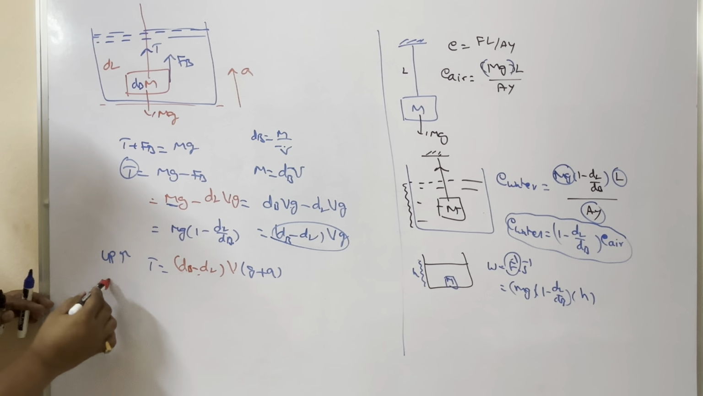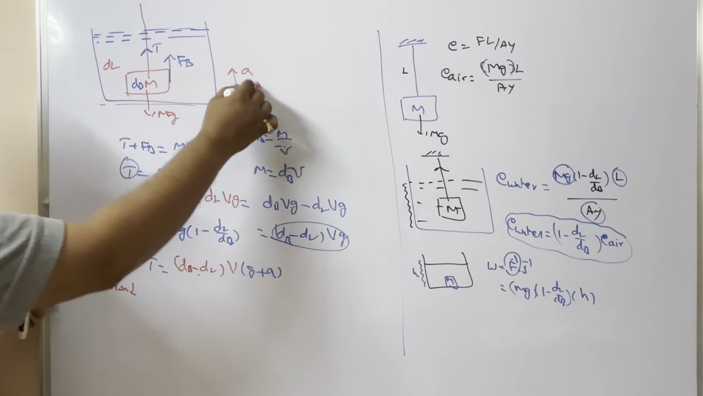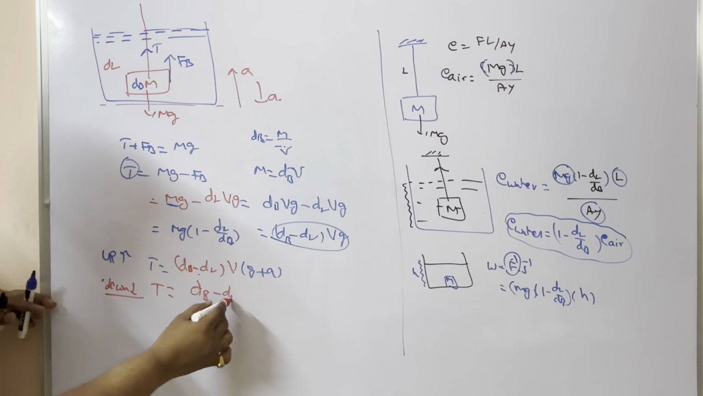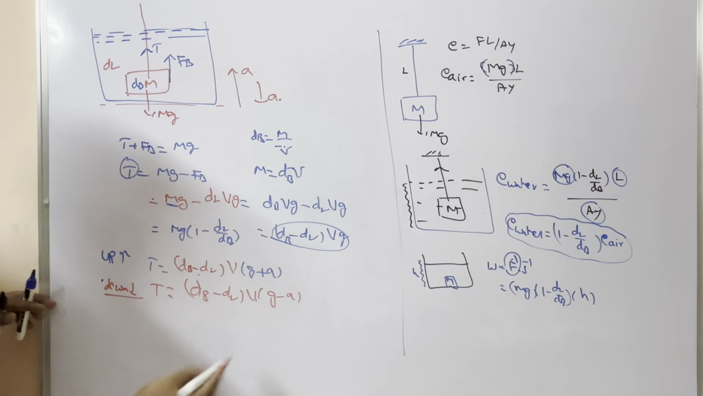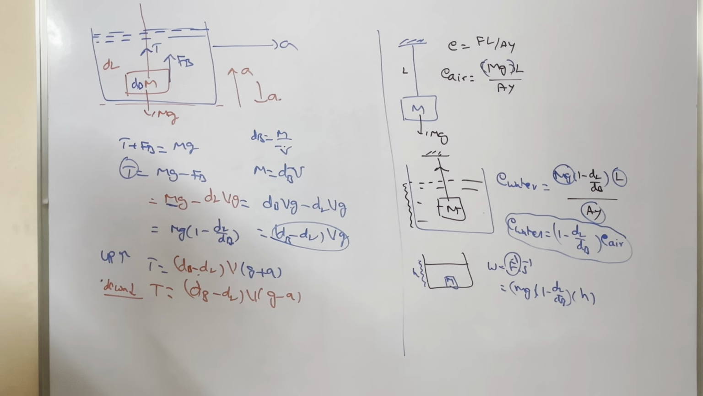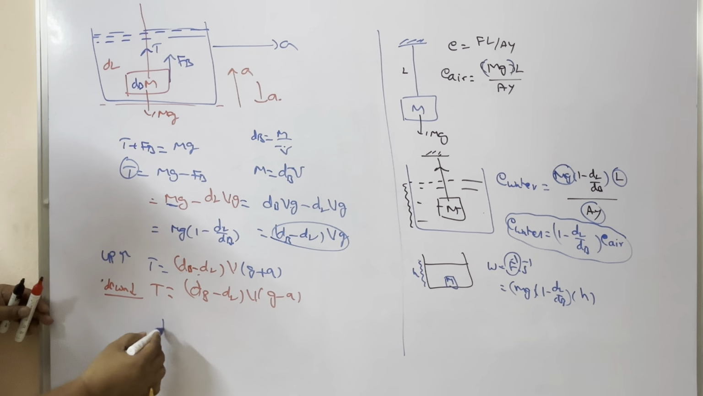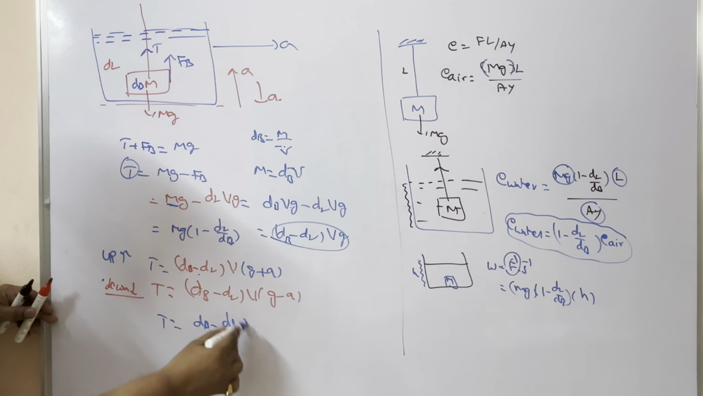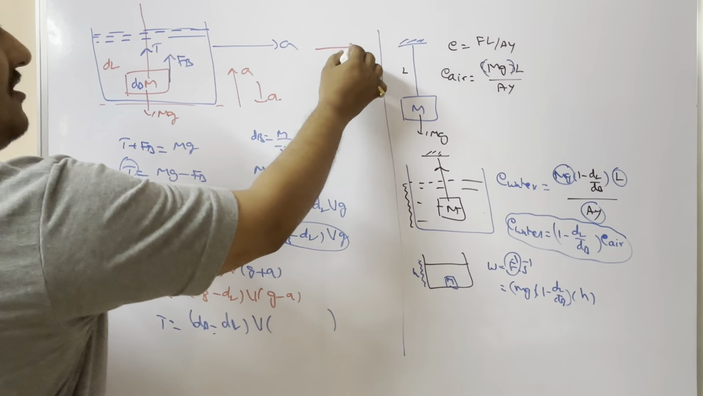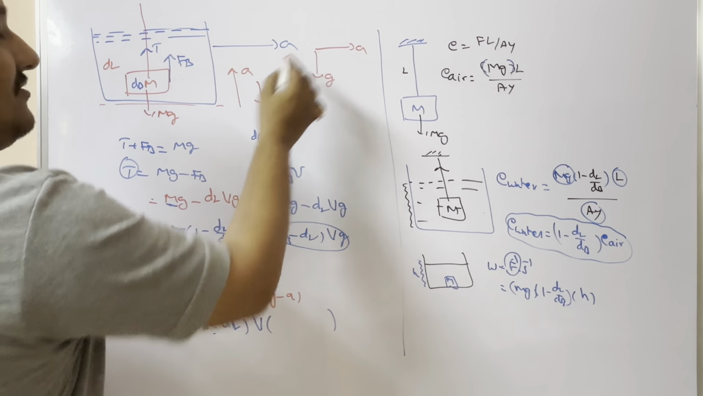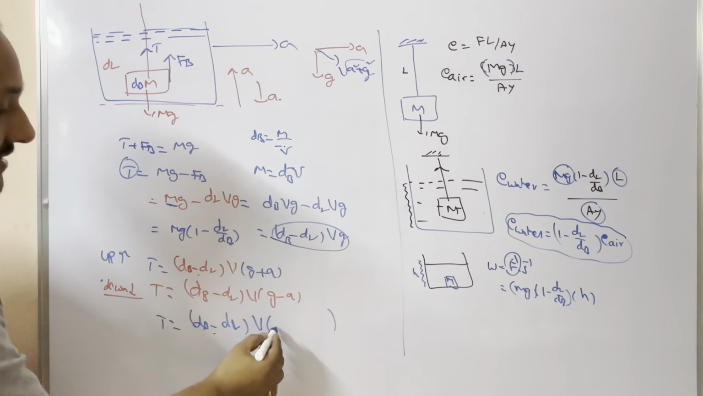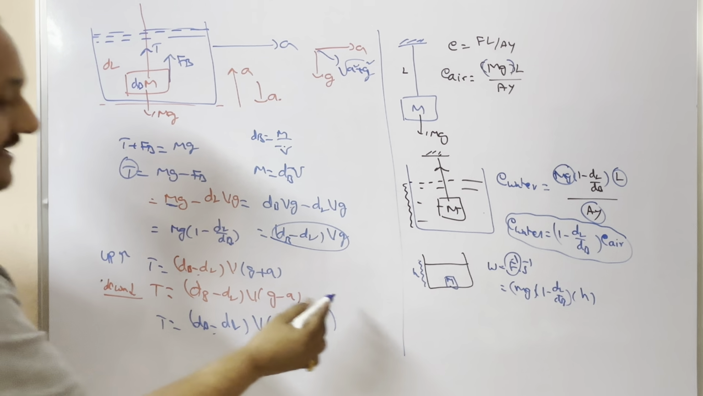If the beaker is moving downwards with acceleration A, at that time the same formula: (dB minus dl) V (g minus a). If this beaker is moving horizontally with acceleration A, then again T is equal to (dB minus dl) into V. What is the acceleration due to gravity? Horizontal acceleration A, vertical acceleration g. So the resultant acceleration is going to be root of (g square plus a square).